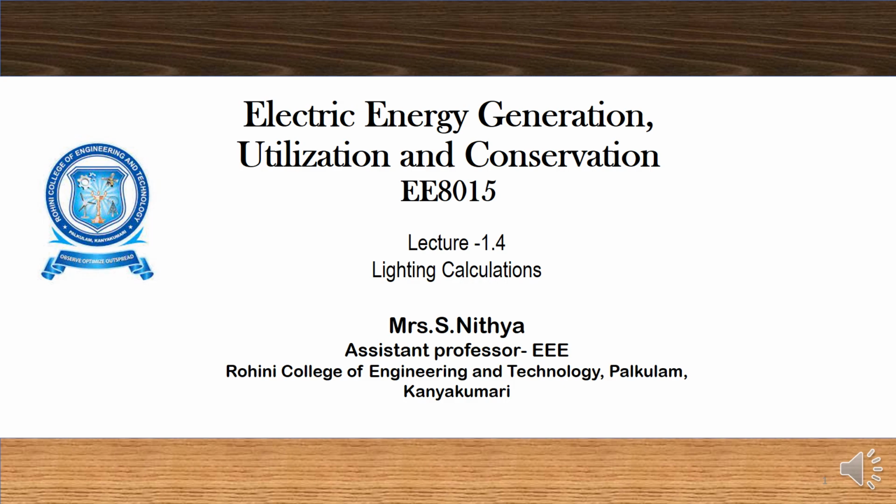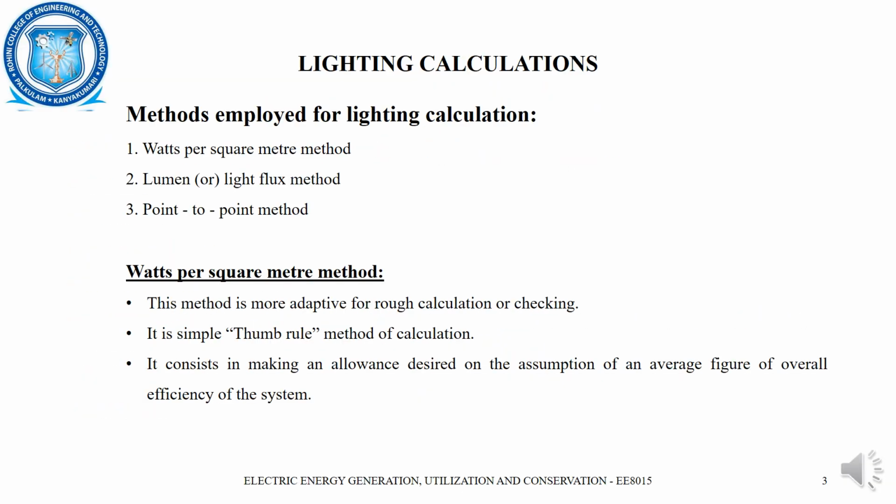In this session, we discuss lighting calculations. The methods employed for lighting calculations are the watts per square meter method, the lumen light flux method, and the point to point method. First of all, we discuss the watts per square meter method.